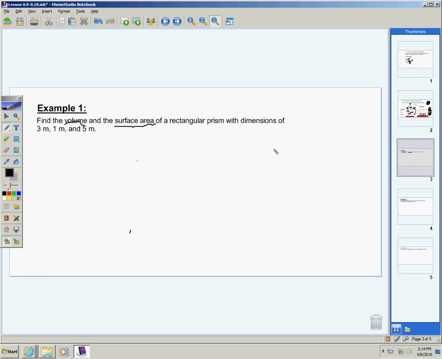You can either draw a rectangular prism, and you will notice art is not my strong suit. Okay? You can draw a rectangular prism, and you could label it like 1 meter by 3 meters by 5 meters. And there I could just identify, well, here's my length, here's my width, here's my height.